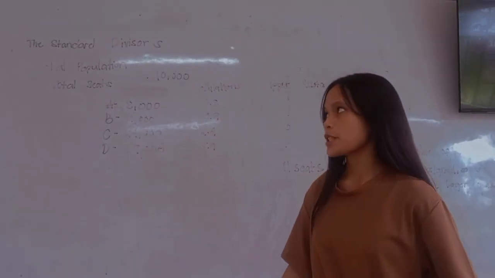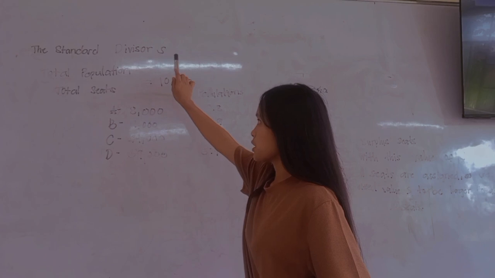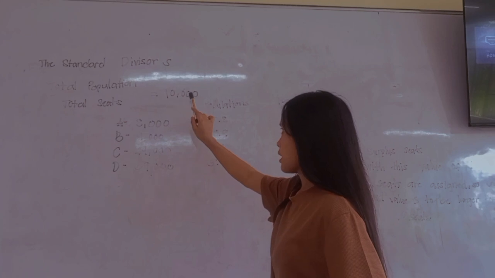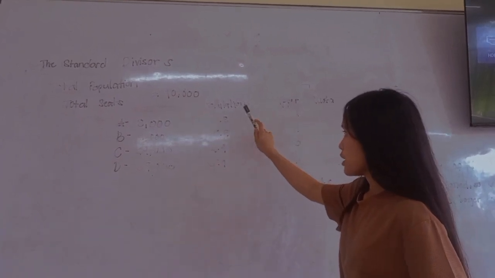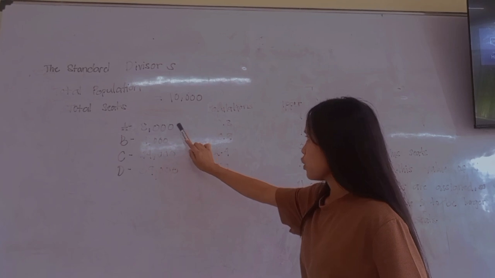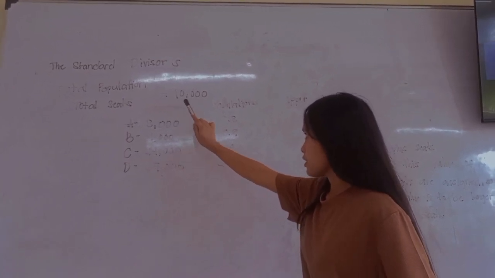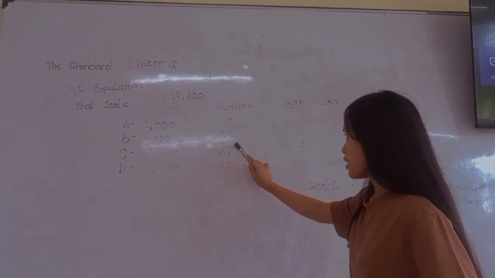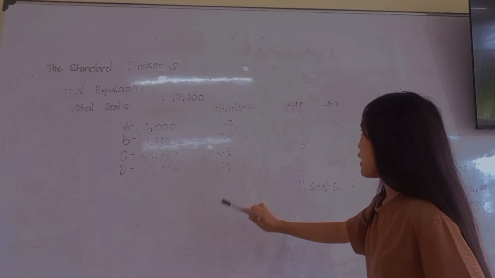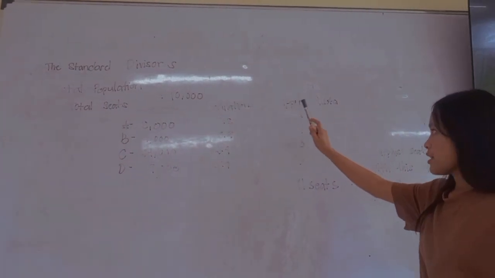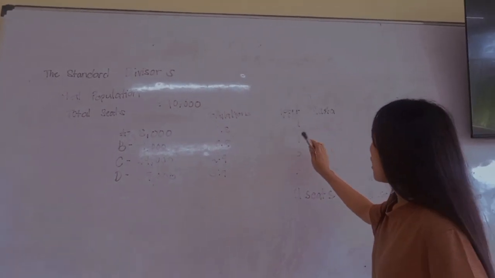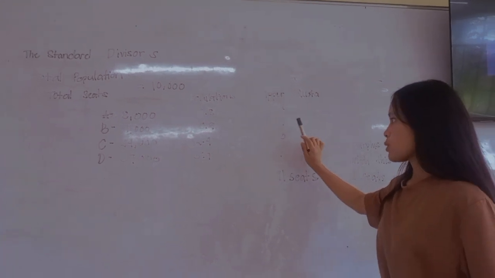Example of Adams method. Standard divisor S: total population over total seats equals 10,000. Population 8,000 divided by 10,000 equals 0.9. The upper quota of 3,000 is 1. And the upper quota of 10,000 is 1.